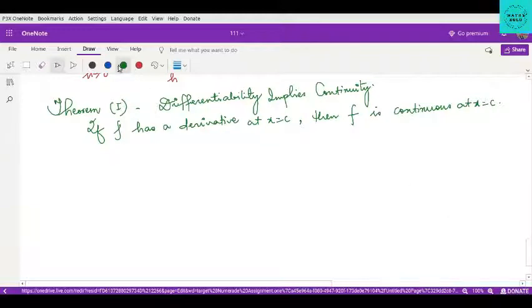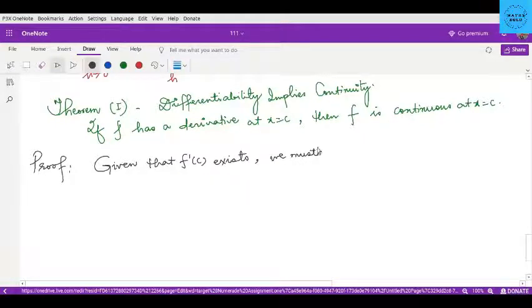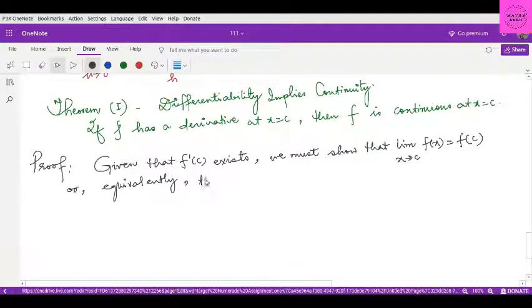Now we have the proof also. So in the proof we have given that f dash c exists, we must show that limit x tends to c f of x equals f of c, or equivalently that limit h tends to 0 f of c plus h equals f of c.